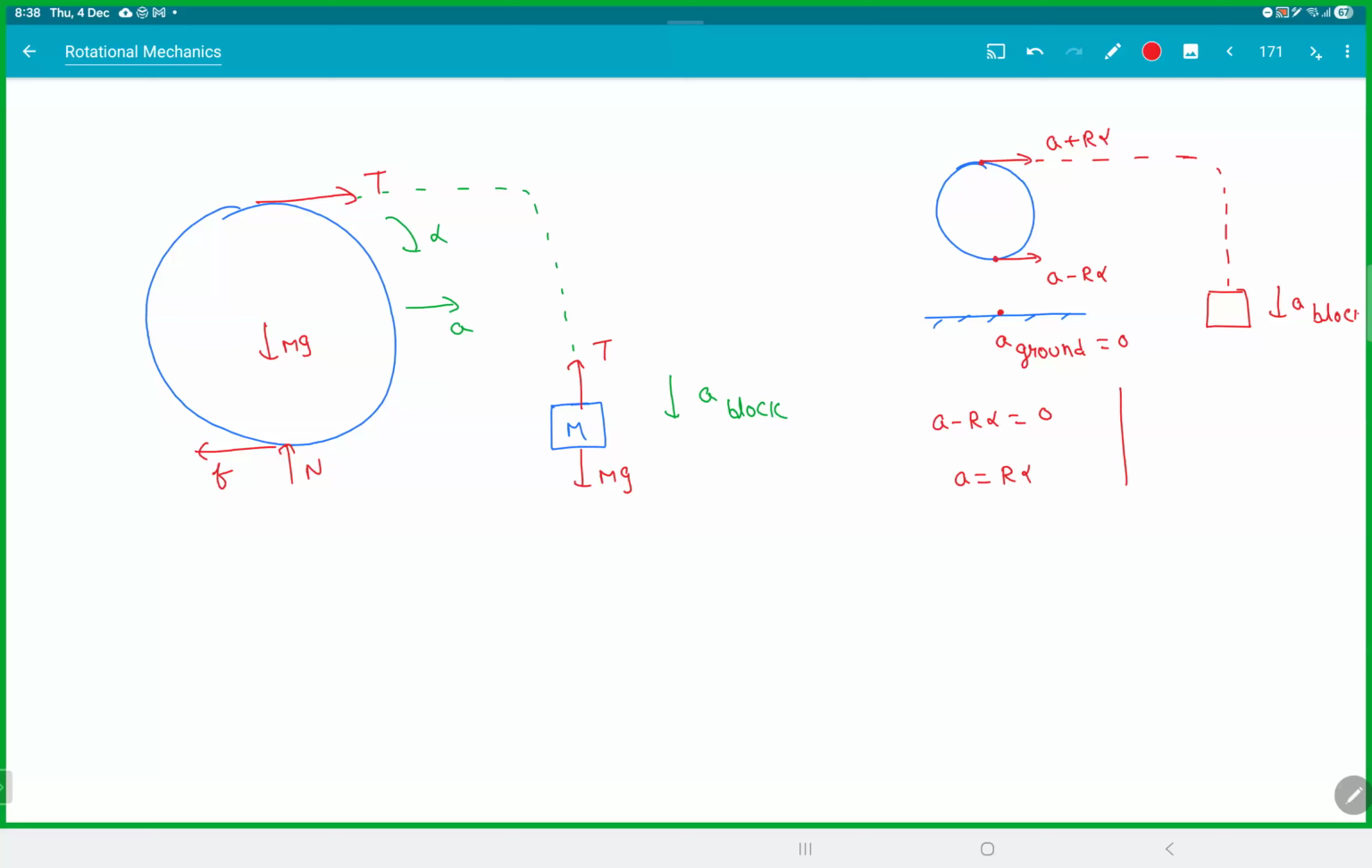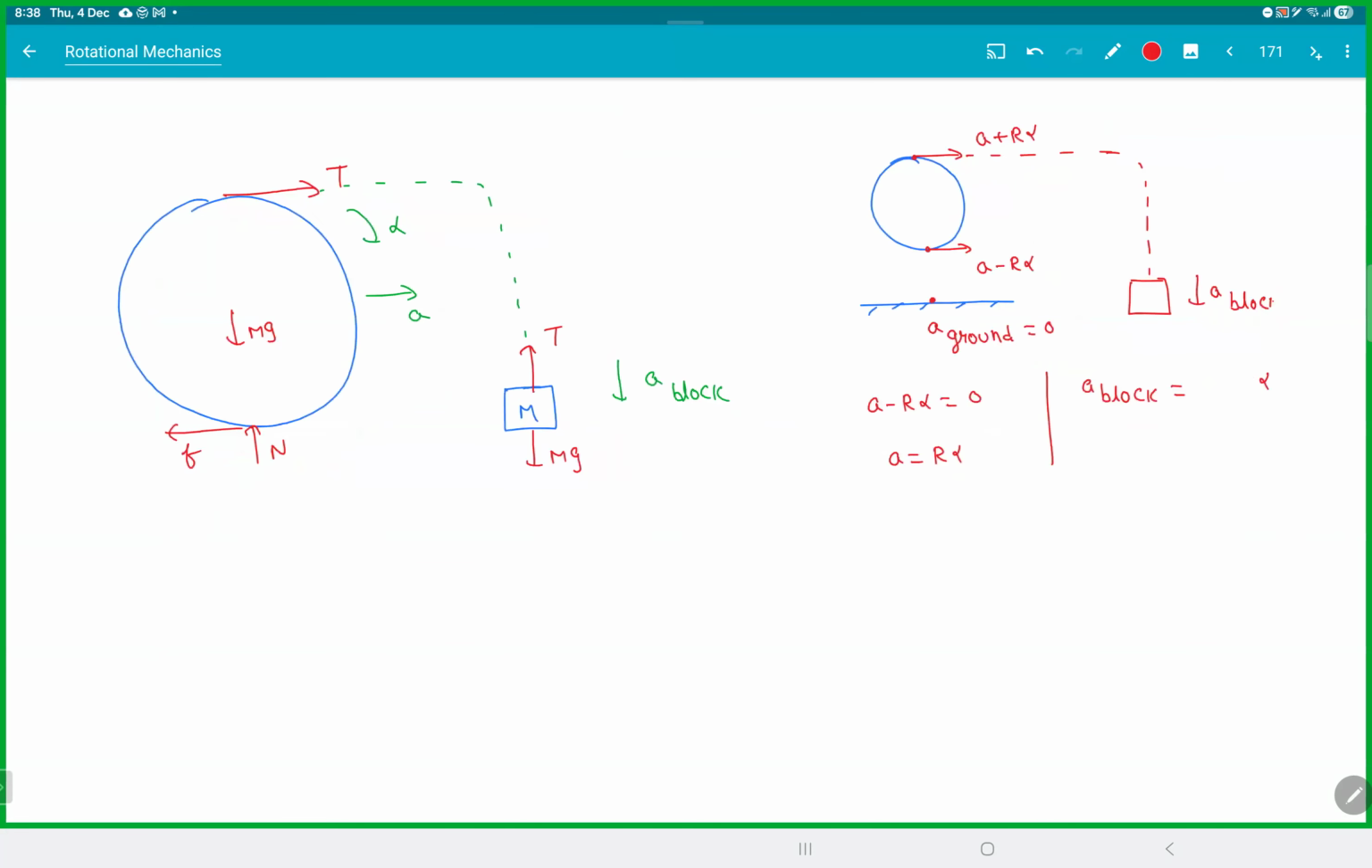So along the string, the acceleration must be the same. So acceleration of the block must be A plus R alpha. And we know A is equal to R alpha, so this must be 2A. So the block is going with twice the acceleration of the cylinder. Is that clear, everyone? Then you're done. Write the force equations.